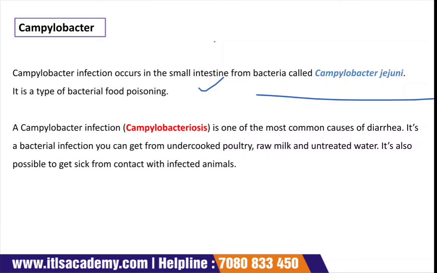So what are the causes? If a person consumes meat that is not properly cooked, or undercooked meat, or consumes raw milk, because in raw milk there are thousands and thousands of microorganisms, there is a chance that you fall ill. And if you are drinking untreated water, all this is because of Campylobacter, which directly occurs in the small intestine and causes diarrhea.